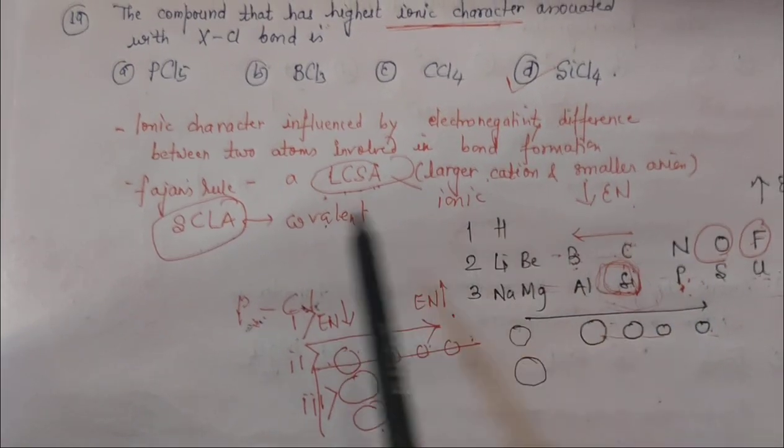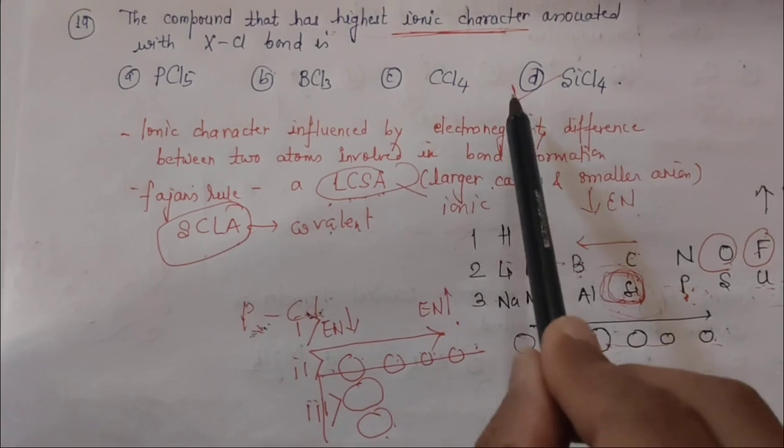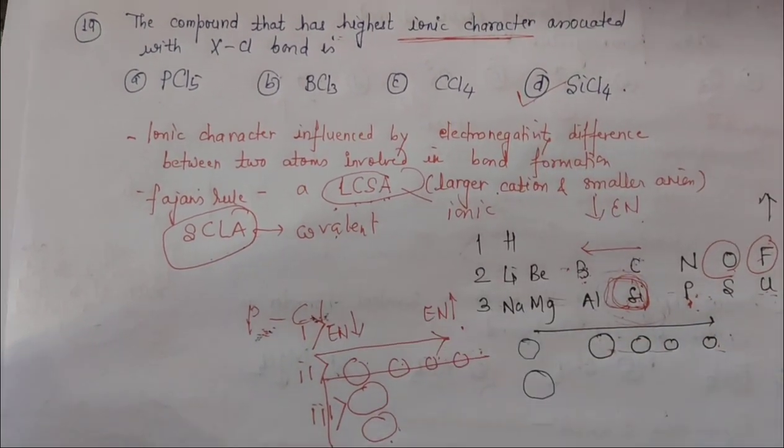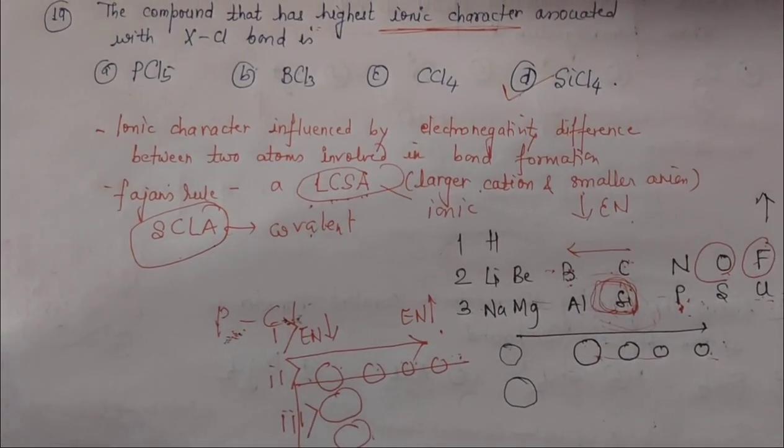So because of this reason, SiCl4 is considered as highly ionic in nature. Correct answer is D.